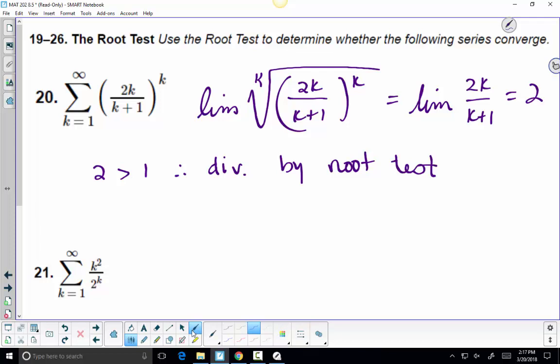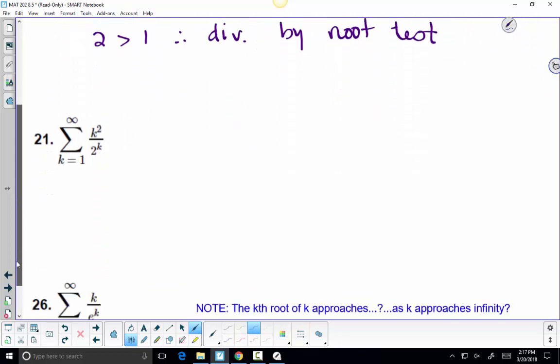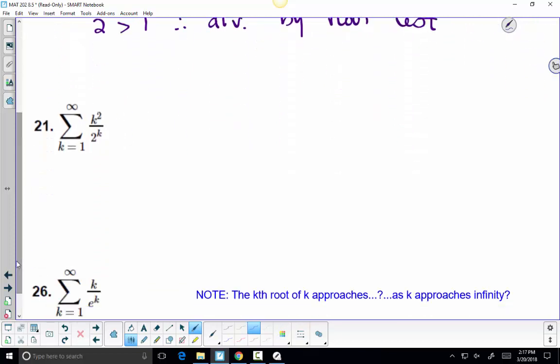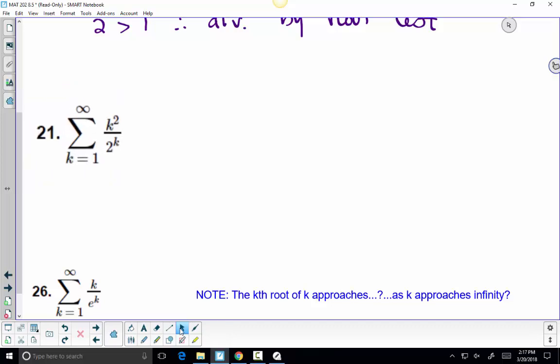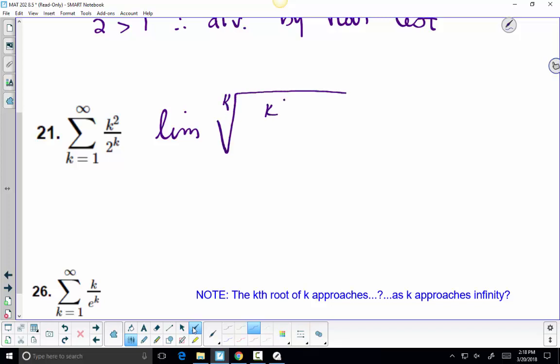So this works really quickly if we have a big power of k on the outside. So the root test will not be a good selection if you have a factorial. Trying to take the kth root of a factorial, no can do. No, don't try it. You just won't get anywhere. So let's try this one. Here we see that kth power down there, so we're hoping that taking the kth root is going to be really helpful. Let's see if it is.